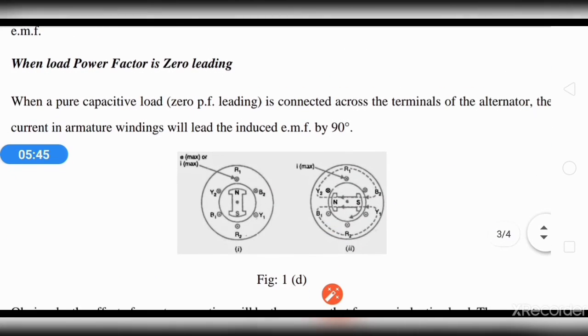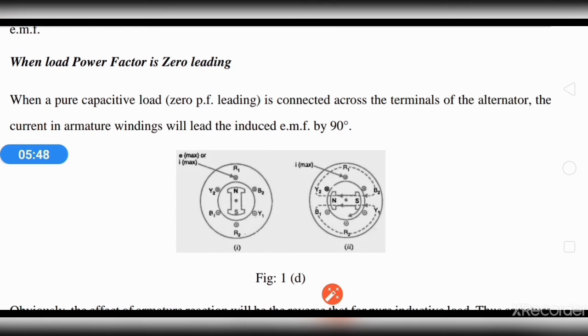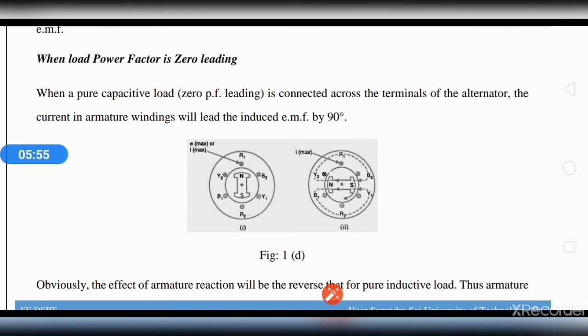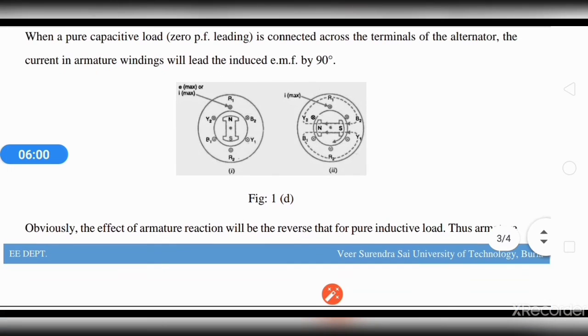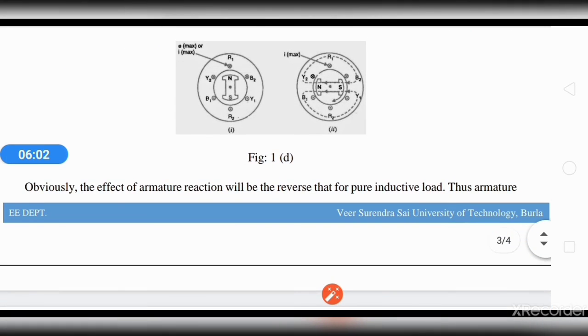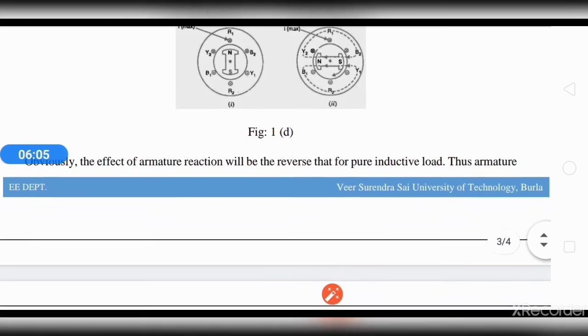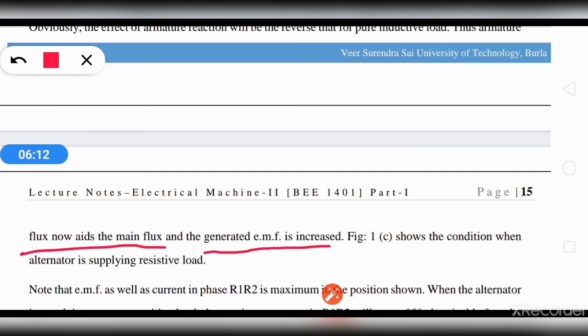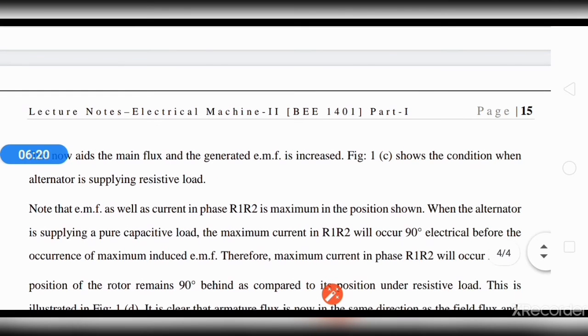So, the third case is when the power factor is zero leading. This is the pure capacitive load case. When the load is purely capacitive, then the current in the armature winding will lead the induced EMF by 90 degrees. Obviously, the armature reaction will be the reverse of that of the purely inductive load. Therefore, the armature flux now adds to the main field flux and the generated EMF is increased. It is shown in the figure we discussed previously.